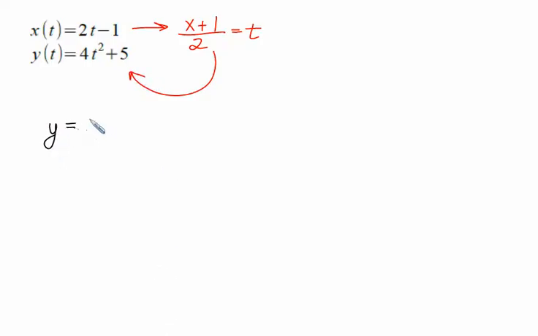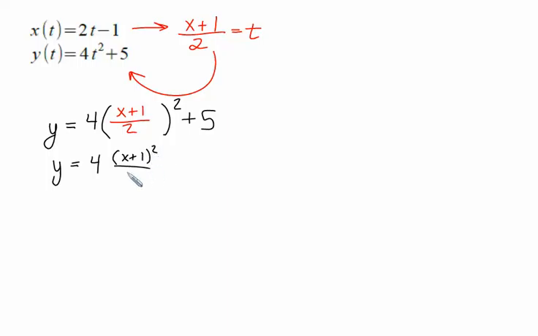So here y is going to turn out to be equal to 4t squared plus 5, where we plug in that t is (x plus 1) all over 2. Now we can simplify this a little bit because y is equal to 4 times, we square both the numerator, (x plus 1) squared, and we square the denominator, we get a 4. Notice the 4's are going to cancel there. So for our rectangular form, we're going to have y is equal to the quantity (x plus 1) squared plus 5. If we were then asked to graph this, this would be a parabola opening up.